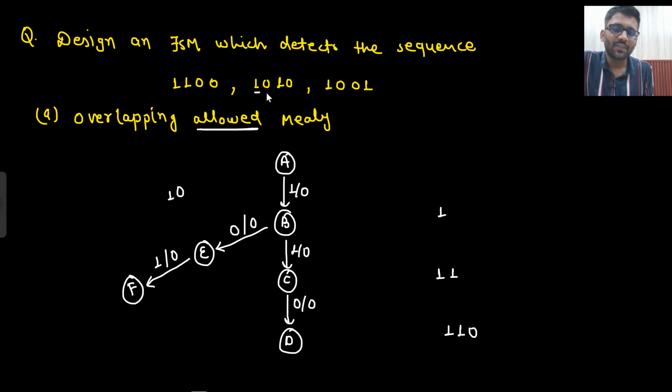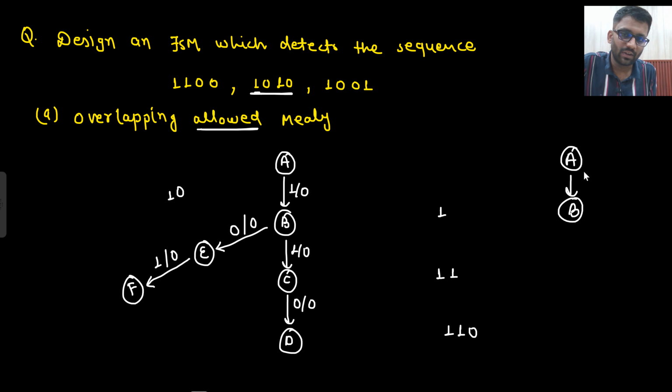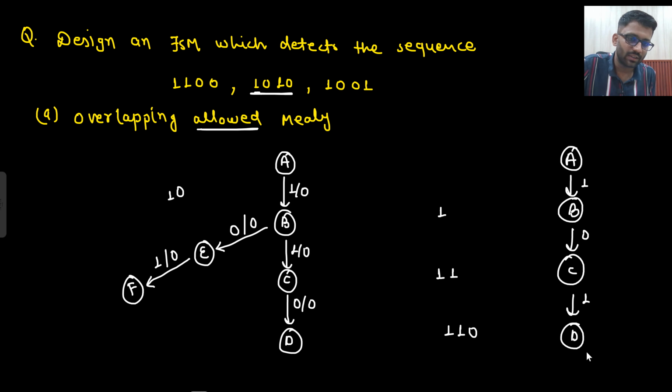Basically, if the question was to design for this, how would you design? Starting from A, if 1 is applied, I will go to B. Then if 0 is applied, I will go to C. And then if again 1 is applied, I will go to D. The same thing we are doing here. Just C is replaced with E, and D is replaced with F. You can check the same thing we are doing.